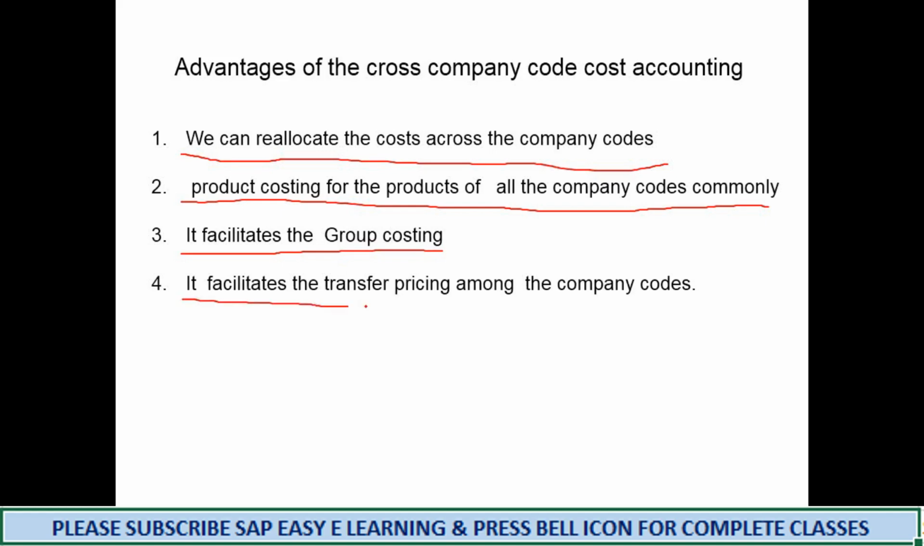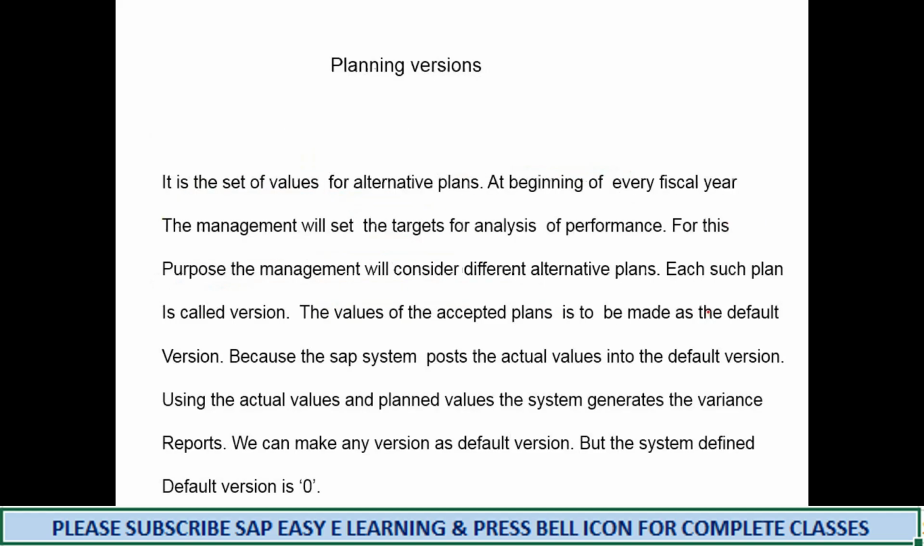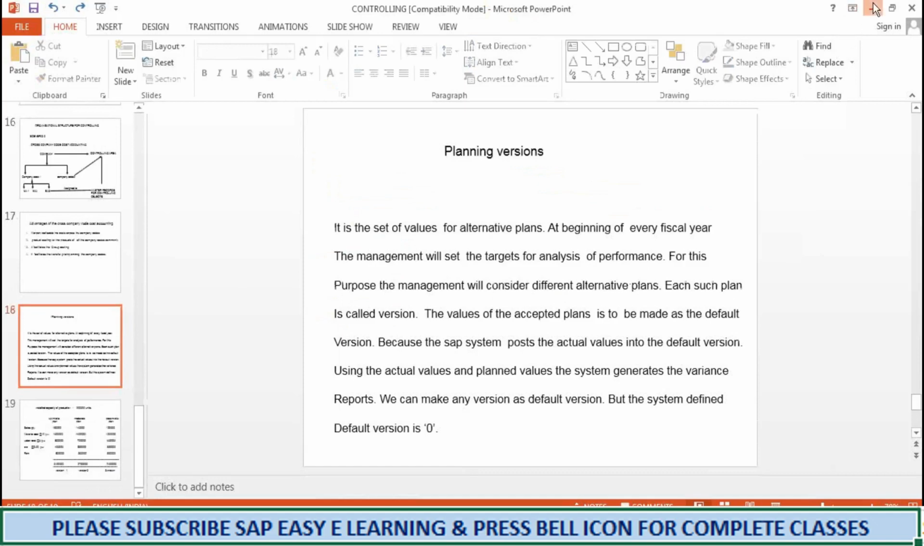Then it facilitates transfer pricing among the company codes. For example, vertical integration is there. The finished product of one company code will become the raw material for another company code within the same group. In that case, transfer pricing has to be done. So the transfer pricing becomes easy. So these are the advantages of cross company code cost accounting. Planning versions we will discuss later on when we start configuration of the respective step.